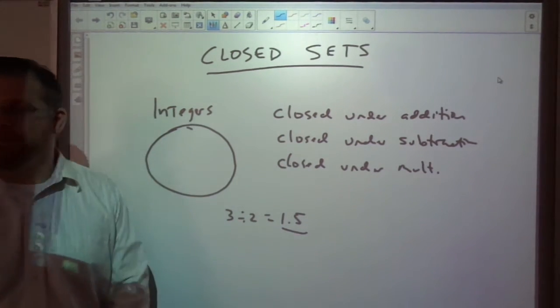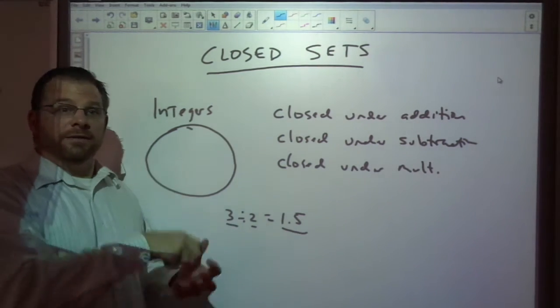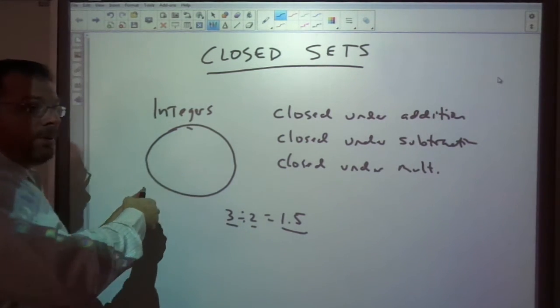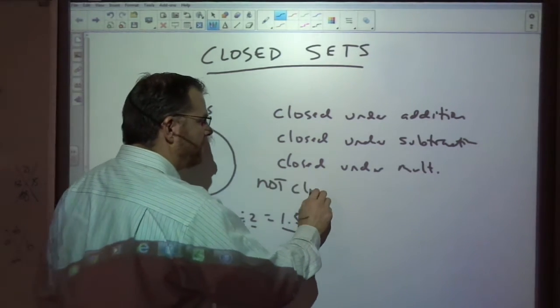So I found an example where I take two numbers that are in the group, and when I divide them, I get something that's not in the group. That means that it's not closed for division.